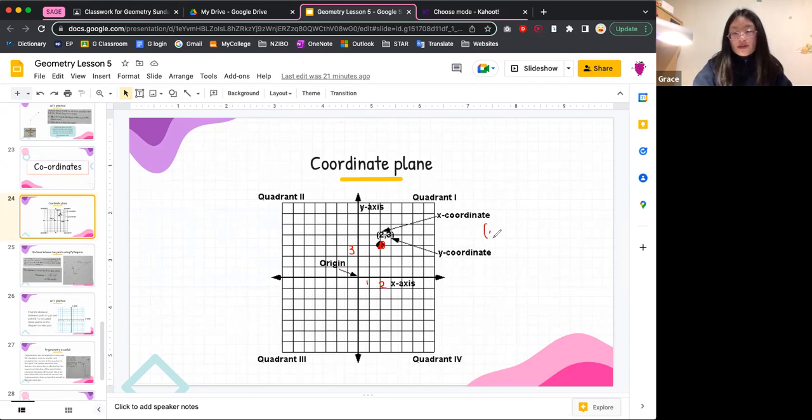So we always write the x before the y. A lot of people get this mixed up, so it's important that x, the horizontal one, comes before the vertical one, which is y. Okay, just going to move on here.